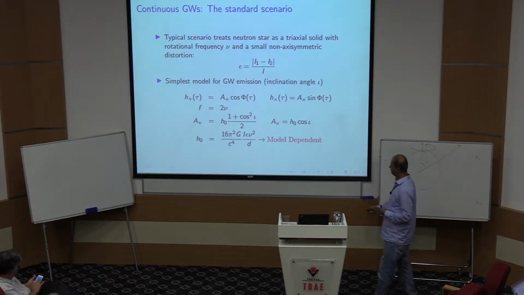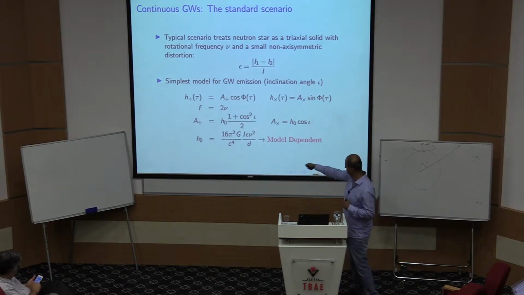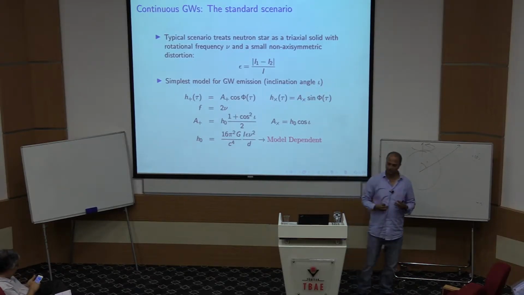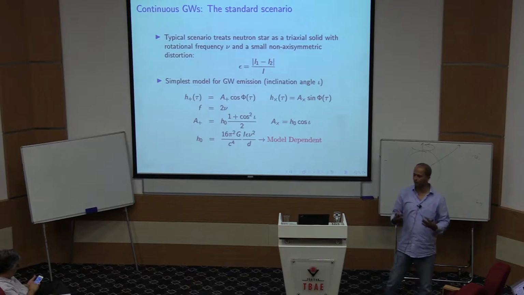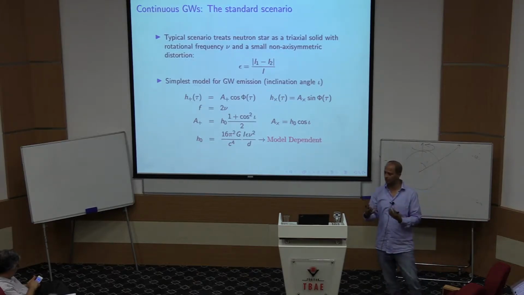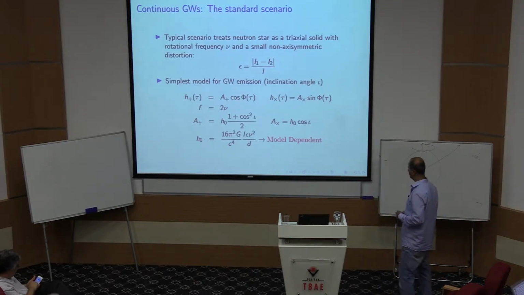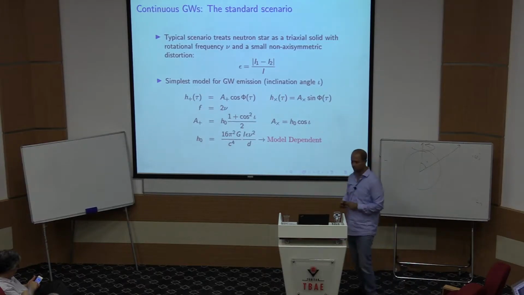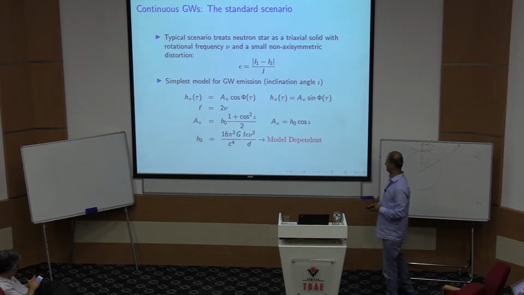There are other mechanisms to produce these signals. I just mentioned one, a deformed neutron star. There are other possibilities which involve fluid modes in the neutron star or other exotic effects. But this is the canonical model, so let's just go with that for the moment.